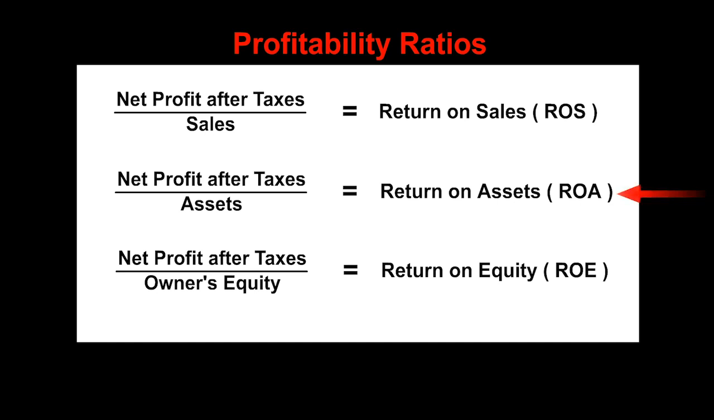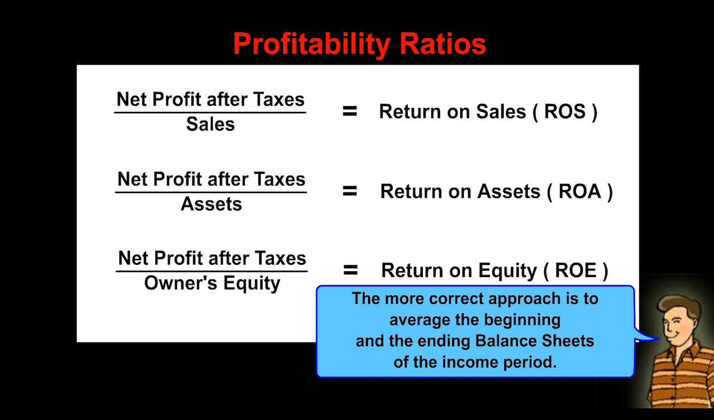In computing the ROA, or the ROE, the analyst sometimes uses the assets or owner's equity as of the ending balance sheet. The more correct approach, however, is to average the beginning and the ending balance sheets of the income period.